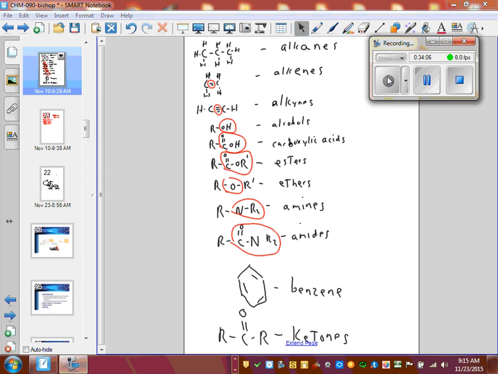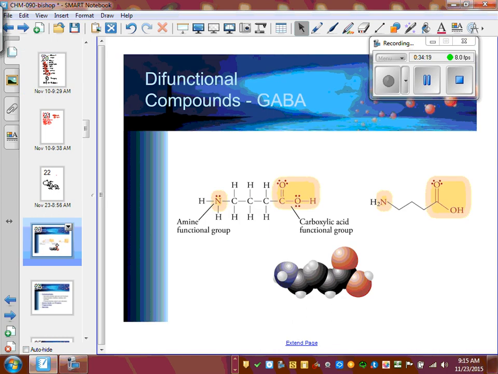Like I said, the only way to do this is to practice. After you look at them for 30 years like I have, it's pretty easy to pick them out. As you saw tonight, I put a bunch of different functional groups in a compound, so we can have difunctional compounds. Here's one: on this end a carboxylic acid functional group, and on this end an amine. This is commonly known as GABA, gamma aminobutyric acid. A lot of people buy those as supplements.